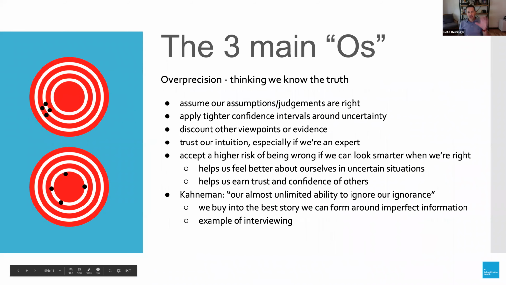So the last of the 3 O's is overprecision, and that is thinking that we have a better sense of the truth and that our assumptions are the correct ones. What we have a tendency to do here is apply tighter confidence intervals around something that is uncertain. We may not know the answer, but when we are overconfident we are more inclined to try to be very precise around what we know or think we know.